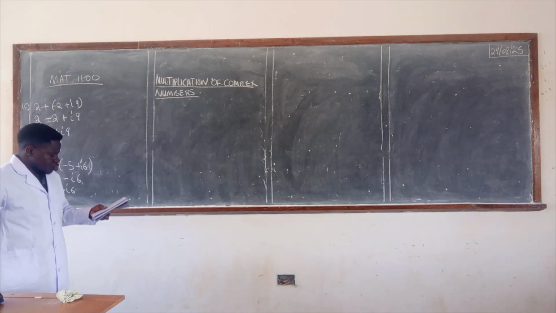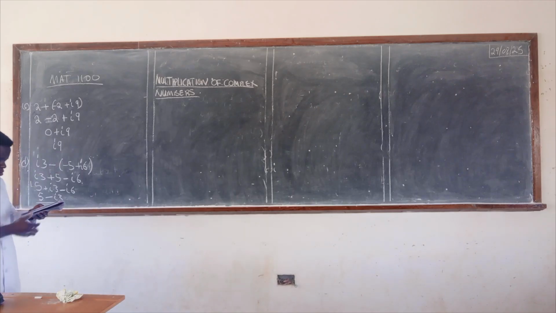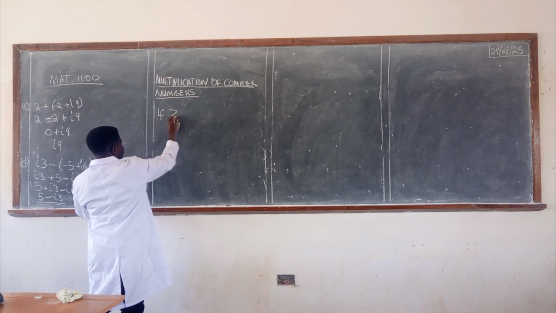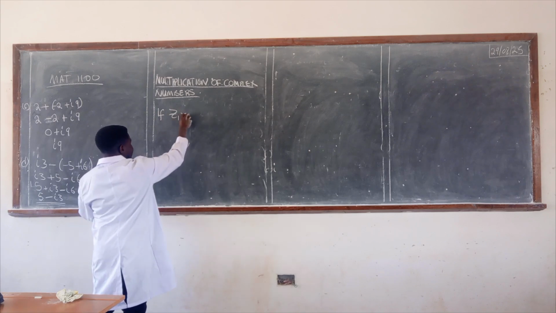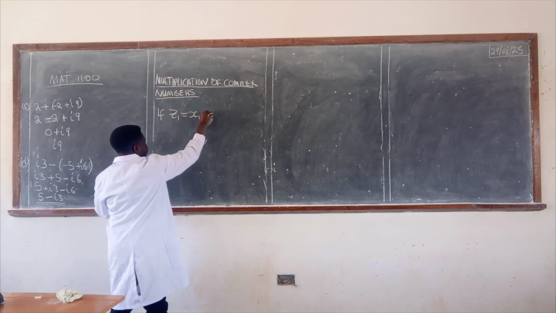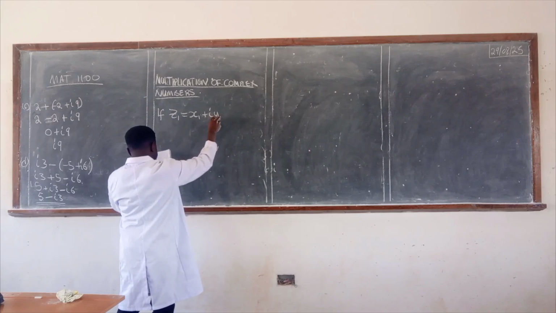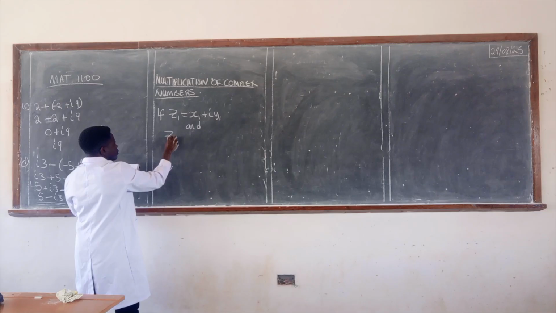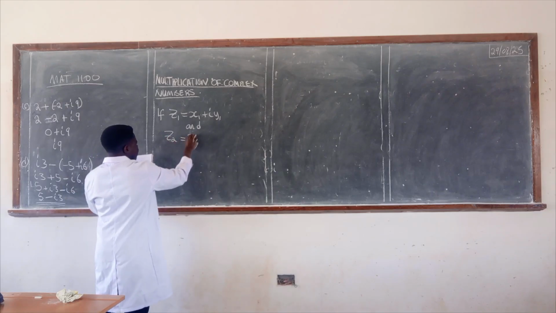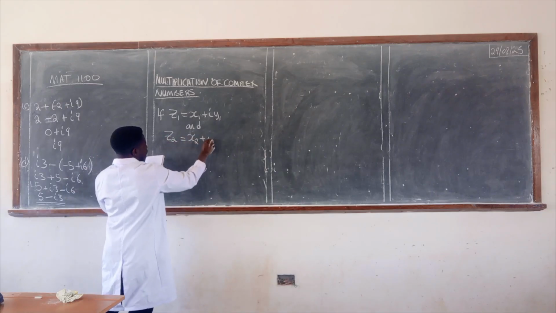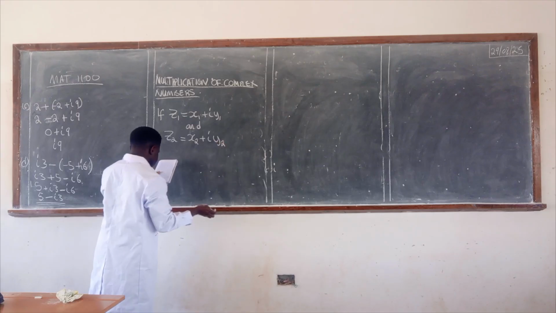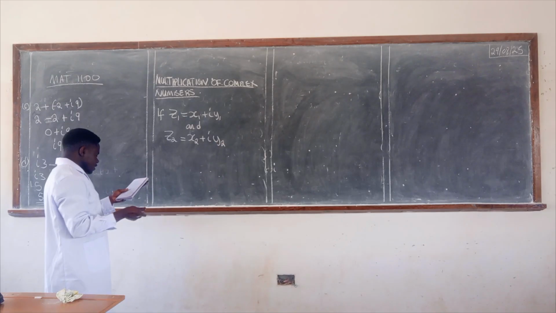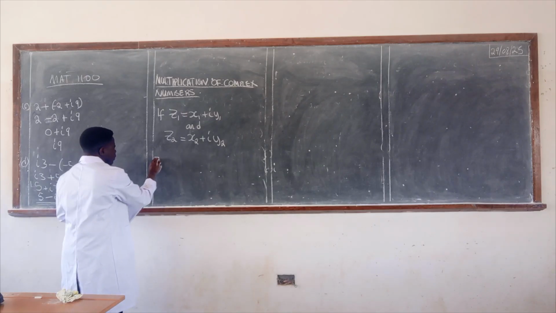Okay, so if Z1, which is a complex number, is equal to X1 plus i Y1, and Z2 is equal to X2 plus i Y2, then if we want to multiply complex numbers, we're going to write in this form.